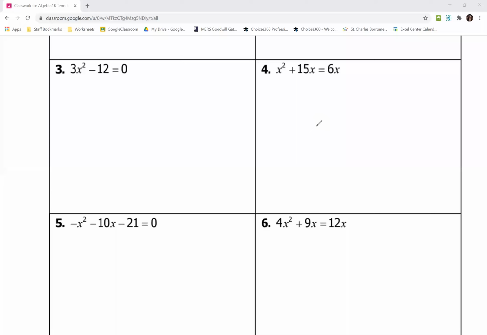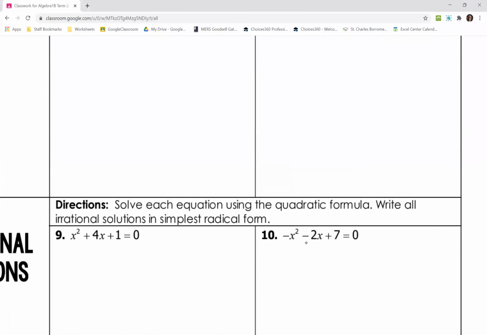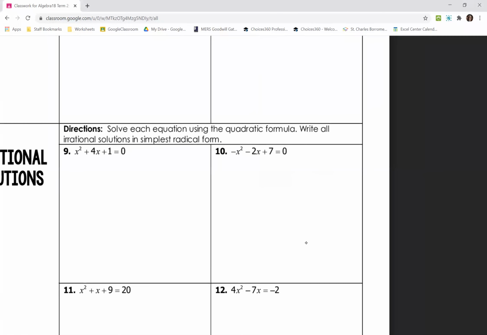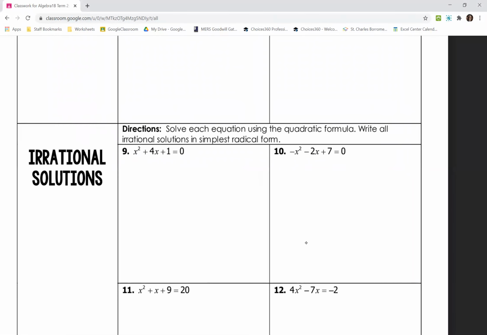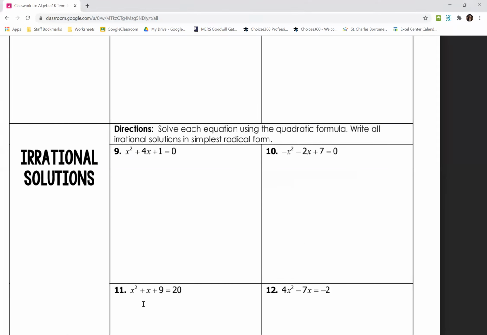Okay, so let's go ahead. We're going to skip 5, 6, 7, and 8. We're going to look at solutions that are irrational. Irrational solutions are just solutions that are decimal numbers, very crazy decimal numbers that never, never end. So there are going to be two ways of expressing a solution that's irrational, and Alex will have you do it both ways. One way they will say is to simplify.